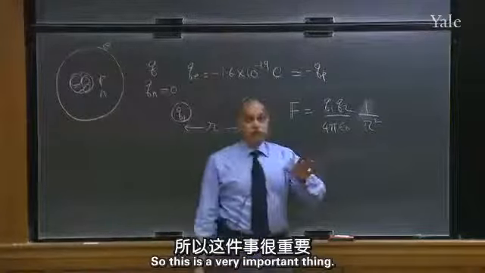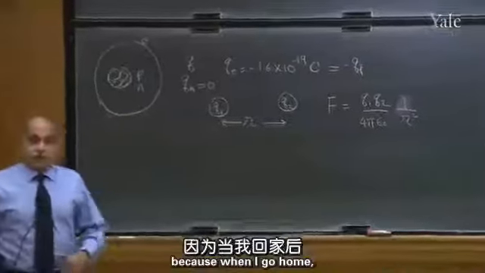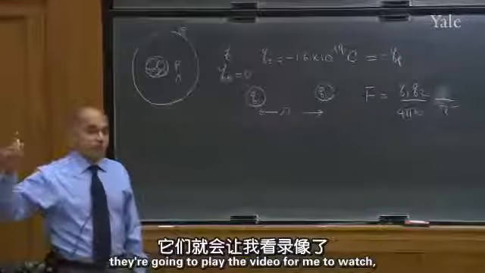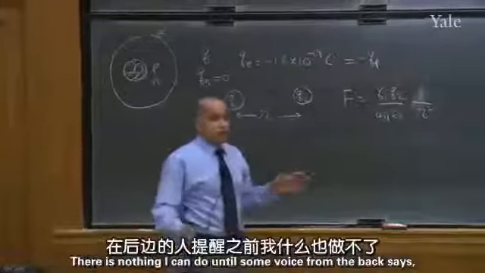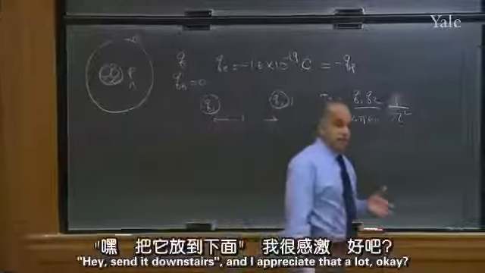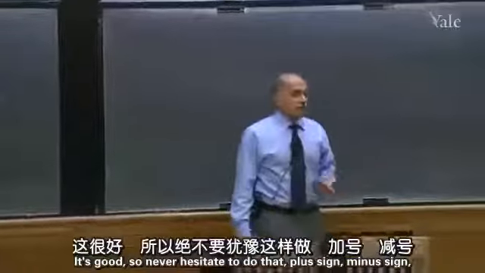So this is a very important thing. If you see anything wrong, you should stop me. Because when I go home, they're going to play the video for me to watch, and I'm going to see that R square. There is nothing I can do till some boy from the back says, hey, isn't it 1 over R squared? And I appreciate that a lot. Okay? It's good? So never hesitate to do that.